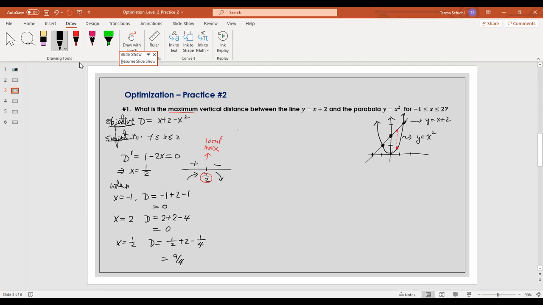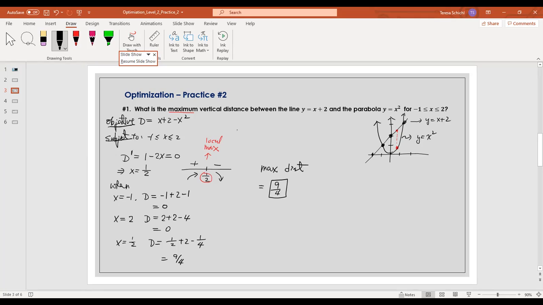Because this is a local max, but it's in the closed interval, I also know this is the absolute max here, right? So I know the absolute max distance is equal to 9/4 here. Okay, so this is a little bit different type of problem than the level 1 problems, right? Because your condition is they give you the domains here. What you need to do is a little bit different, rather than replacing one with the other, like we did for the level 1 type of problem.